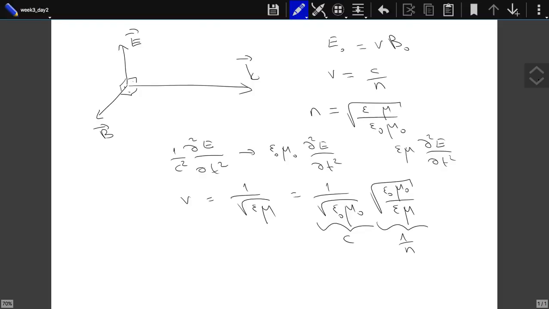And the last thing we wanted to discuss was, okay, so this is what happens in a homogeneous medium. What if the medium is not homogeneous? A typical example is glass. So the light just passes through glass. So what happens then?